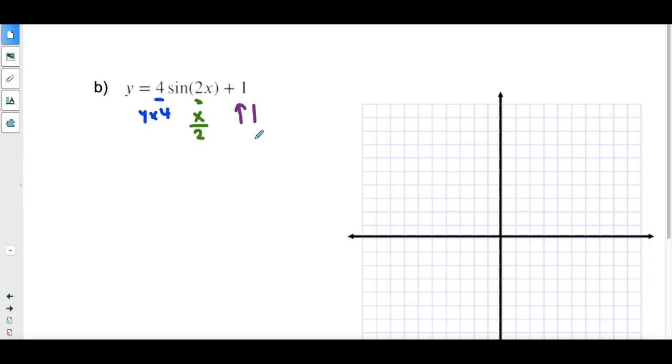Also, an important thing to note: when you're graphing sine or cosine functions and transformations, you always want to apply any vertical stretches or compressions or horizontal stretches and compressions first. You always want to apply any stretches or compressions before you apply any translations to the graph.